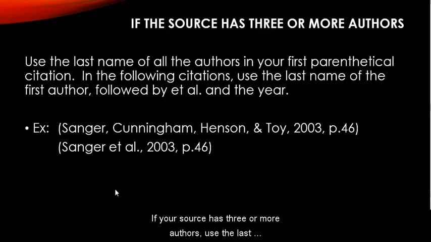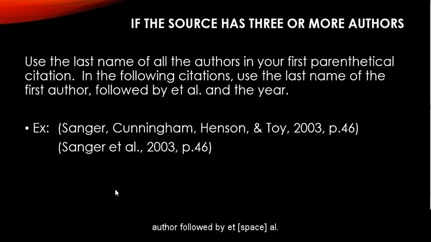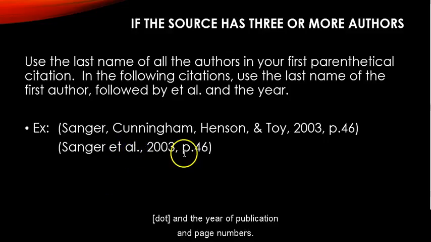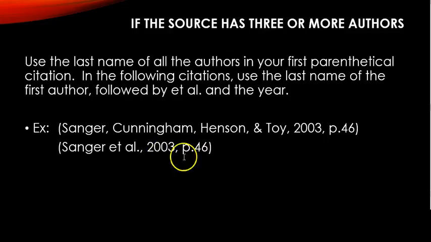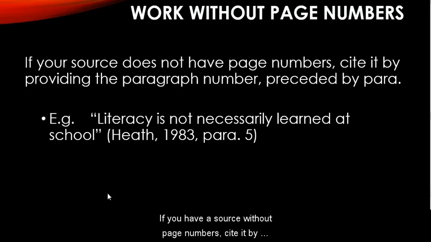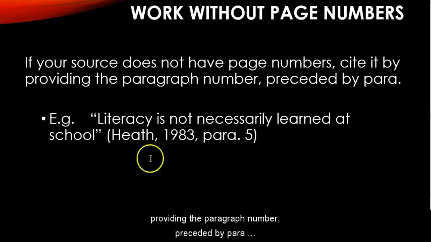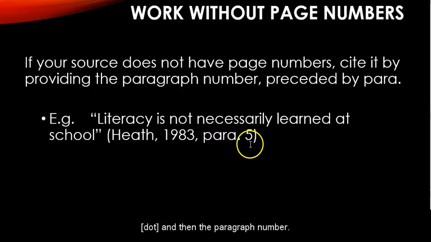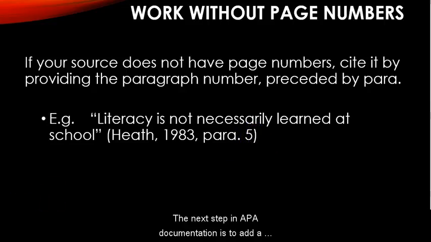If your source has three or more authors, use the last name of all authors in the first parenthetical citation. In the following citations, use the last name of the first author followed by "et al." and the year of publication and page numbers. If you have a source without page numbers, cite it by providing the paragraph numbers preceded by "para." and then the paragraph number.